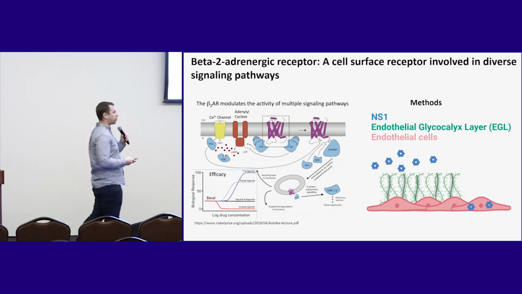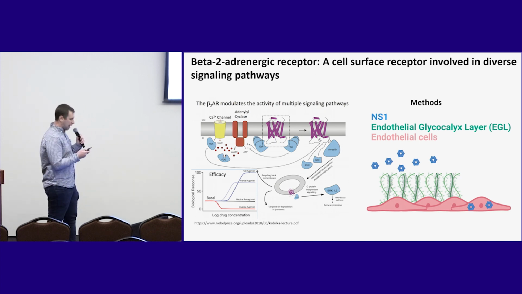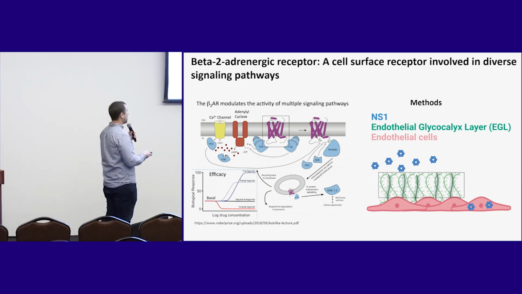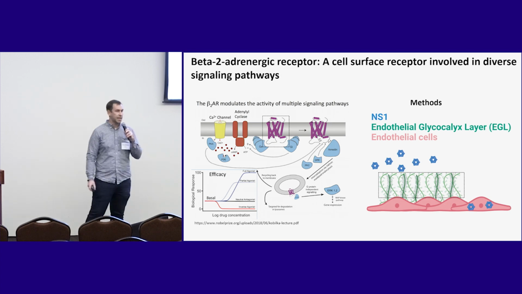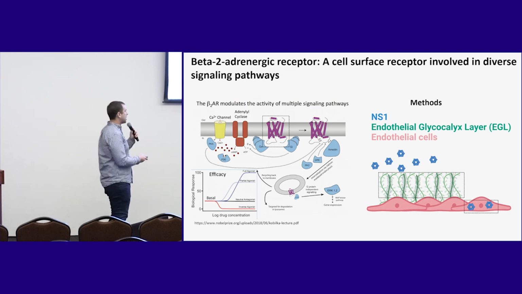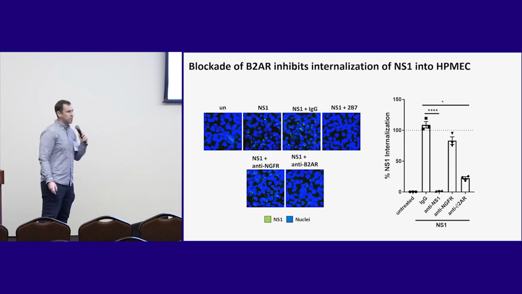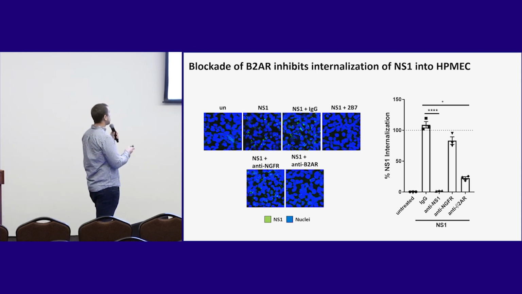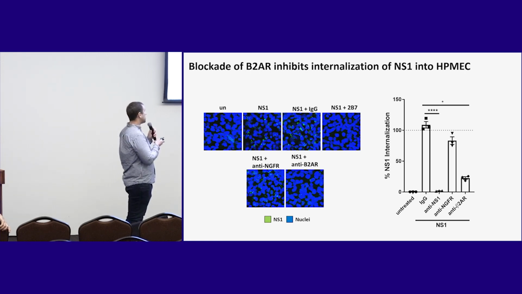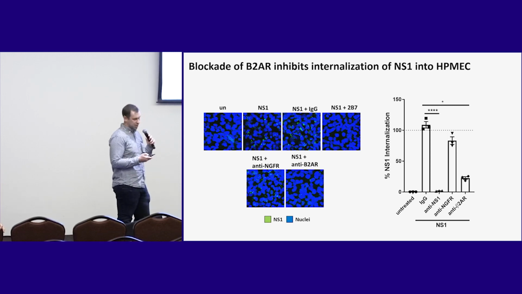So these assays will be primarily immunofluorescence-based, and we will monitor levels of endothelial glycocalyx components on the surface of endothelial cells, specifically sialic acid, as well as NS1 internalized into these endothelial cells. So the first thing I'm going to show you is an antibody blockade experiment, where in green I'm showing you internalized NS1, and you can see an isotype control IgG does not block internalization of NS1 into these cells, while an anti-NS1 antibody completely abrogates this process.